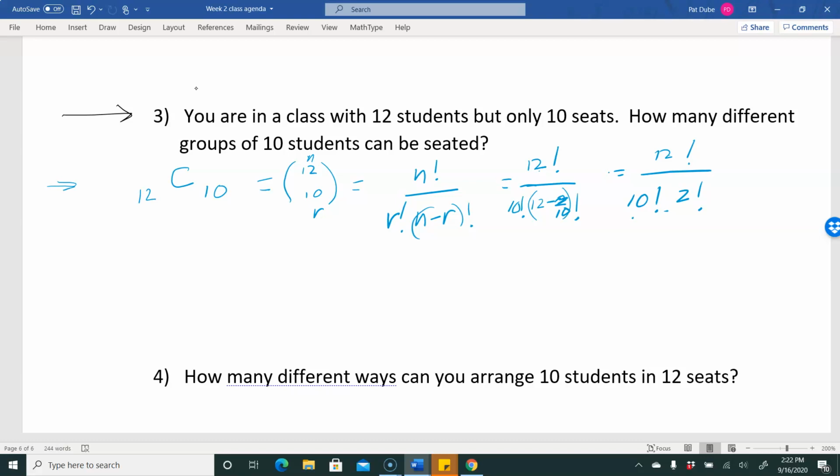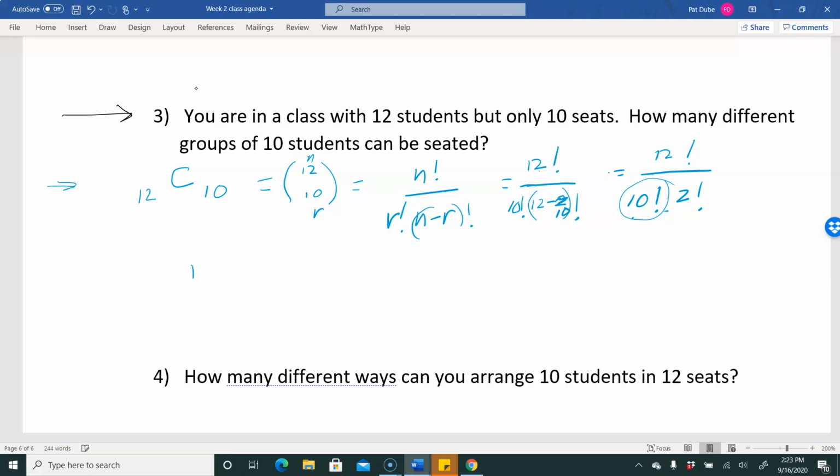The only difference between the combination problem and the permutation problem is this dividing by r factorial. That's because r factorial is just how many ways you can arrange 10 people. If I don't divide by this r factorial, I'm counting the same 10 people multiple times because I'm counting all the different arrangements. This division by 10 factorial says I'm only counting a group as one. It doesn't matter which seat they sit in.